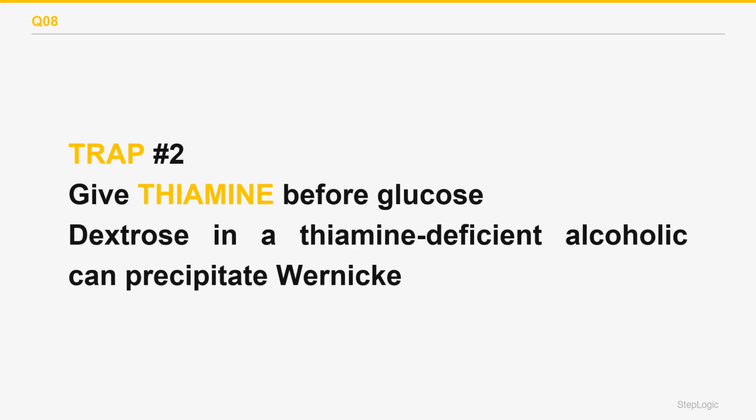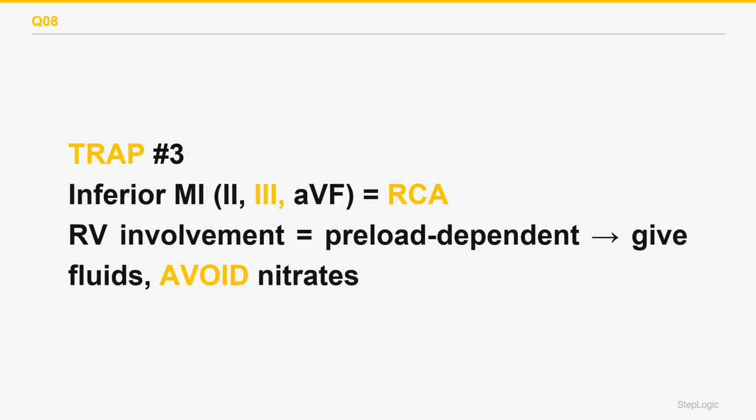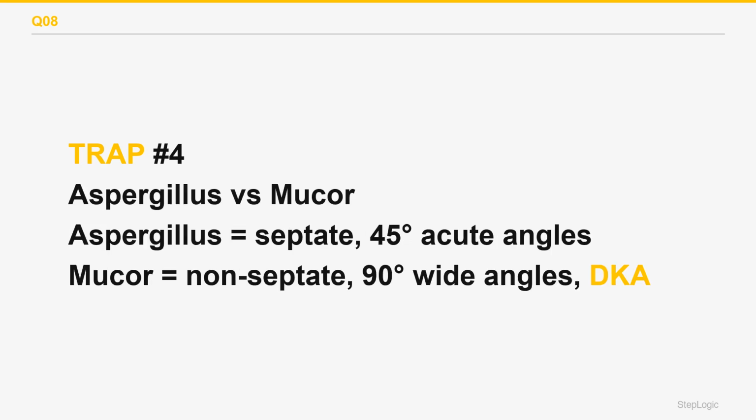Trap 2. In an at-risk alcoholic, giving glucose before thiamine can trigger or worsen Wernicke encephalopathy. Always give thiamine first. The confusion, ophthalmoplegia, and ataxia triad is the clue. Trap 3. Inferior MI from the right coronary artery can involve the right ventricle, making the patient preload dependent. Give fluids and avoid nitrates, which would drop preload and cause severe hypotension.